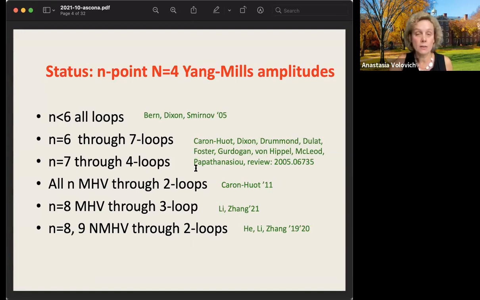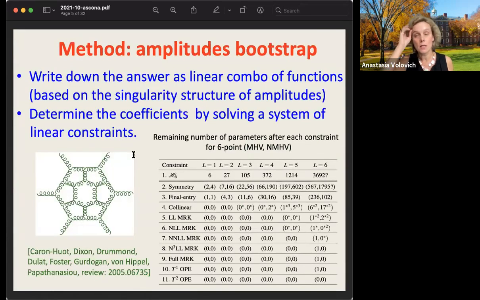Okay, so now let me explain to you how these computations are done to such a high loop order. This is known as the amplitudes bootstrap. Obviously these computations are not done by evaluating these high loop diagrams. So first of all, one needs to know the singularity structure of the amplitudes. Then, based on the singularity structure, you write down an answer as a linear combination of functions. And based on some physical properties, you know what kind of functions to put. And all you have to do is find the coefficients in front of these functions by solving a system of linear constraints.